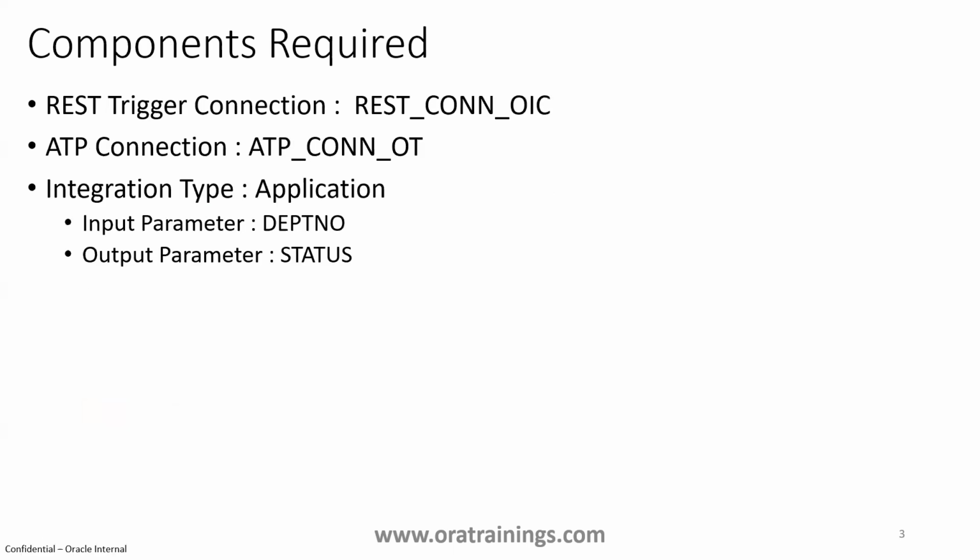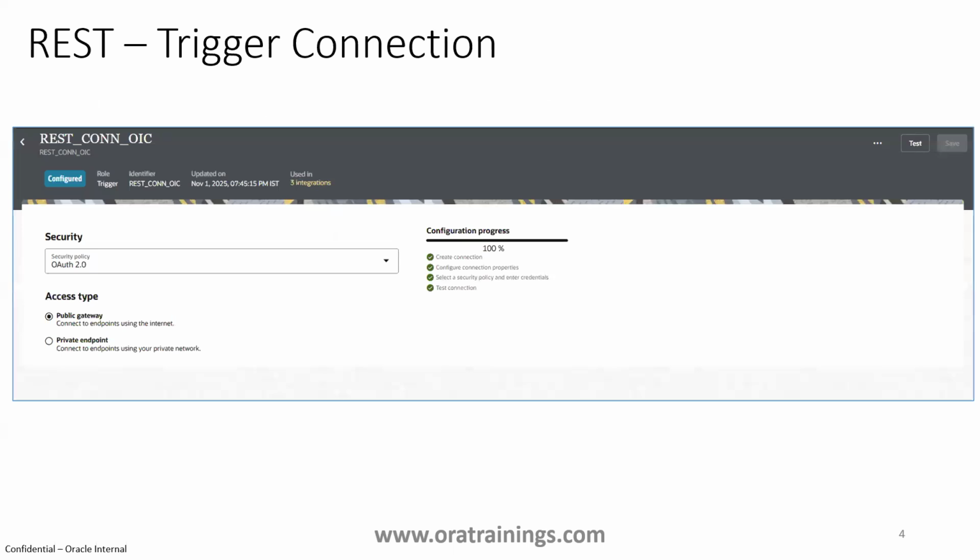Now, what components are required? We require a REST trigger connection, an ATP connection, and an integration of type application. In this OIC integration, we are considering one input parameter, department number, and one output parameter, status. This is the REST trigger connection, and you can observe here that we don't have any security, username, password authentication, just a simple authentication with a role trigger.